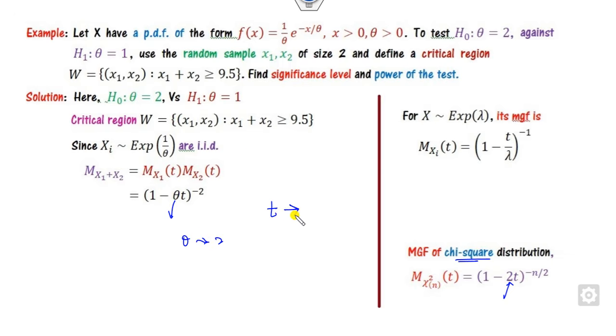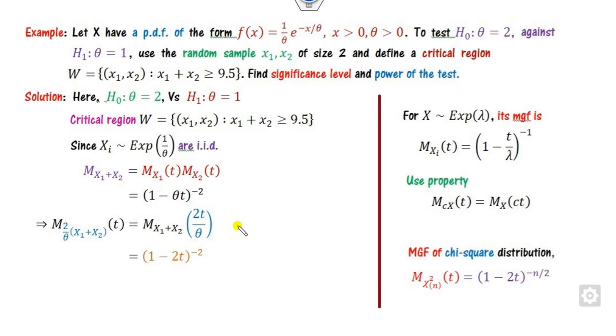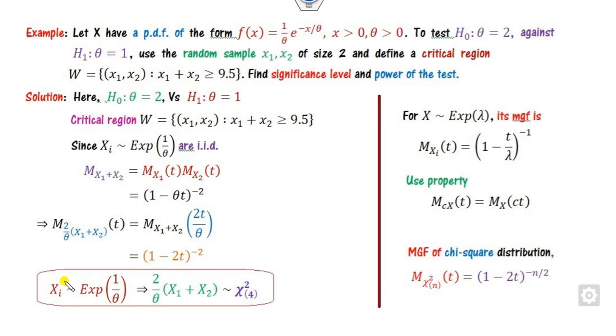If I replace the capital T by this, can you say this value is the same as this? Yes. So you can use the property that the moment generating function of Cx is nothing but this, and I can take C as 2 by theta. Now if you substitute this value, you will get this expression. Now if you compare them, what is the value of n by 2? That is 2, so n is 4. In this case n is the degree of freedom. So what you conclude is that if x follows the exponential distribution, then this one follows the chi-square distribution with degree of freedom 4.